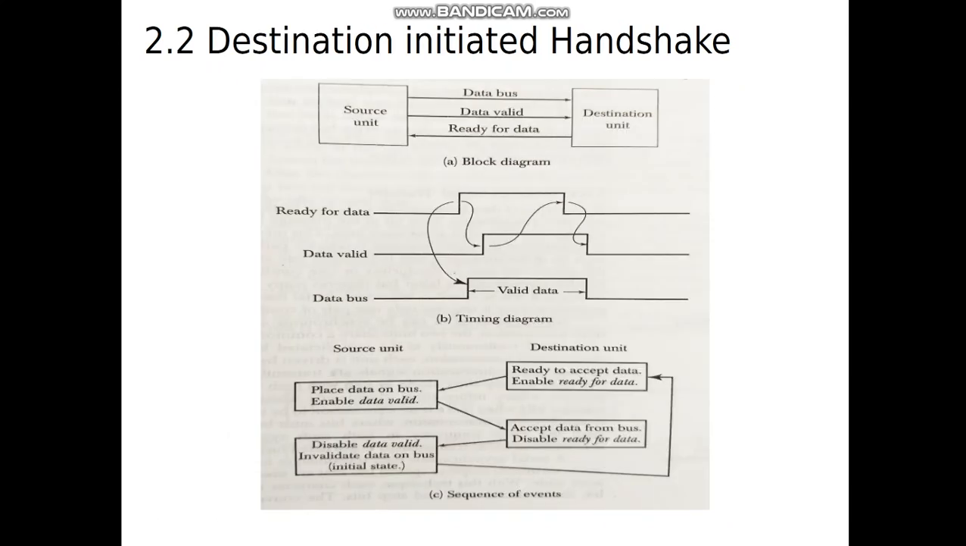Now the second method in handshaking, the destination-initiated handshake, also has a source unit and a destination unit. Here on the data bus, the destination starts by indicating it is ready for the data transfer, and the source indicates whether the data is valid. This is the timing diagram, and this is the sequence of events showing how this handshaking method is performed. So this is asynchronous data transfer. Thank you.